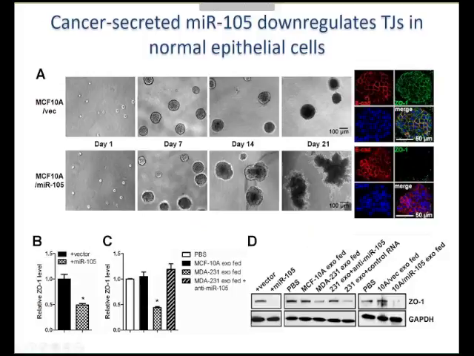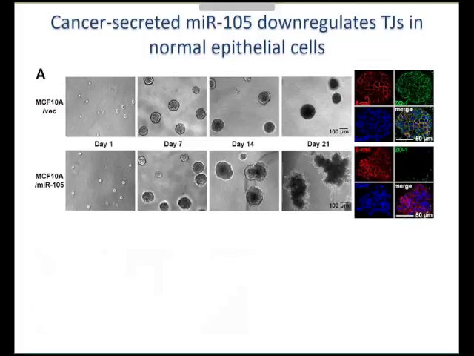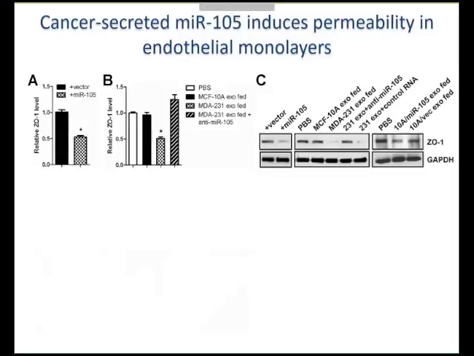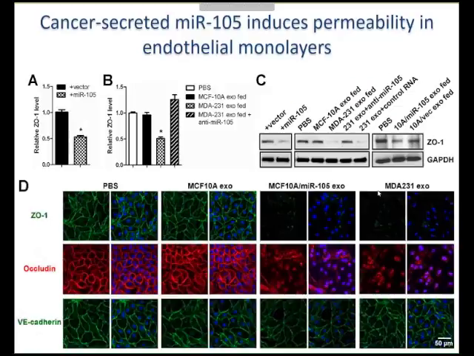And we confirmed the downregulation of the target gene ZO1 at both the RNA and the protein level, and confirmed that exosomes can transfer sufficient miR-105 to recipient epithelial cells to significantly downregulate ZO1. Similarly, in endothelial monolayers, we saw significant downregulation of ZO1 by exosomes carrying high levels of miR-105. And as indicated by this immunofluorescence image, you can see the downregulation of ZO1 at the protein level and the internalization of another tight junction protein from the junction areas to the intracellular compartments.